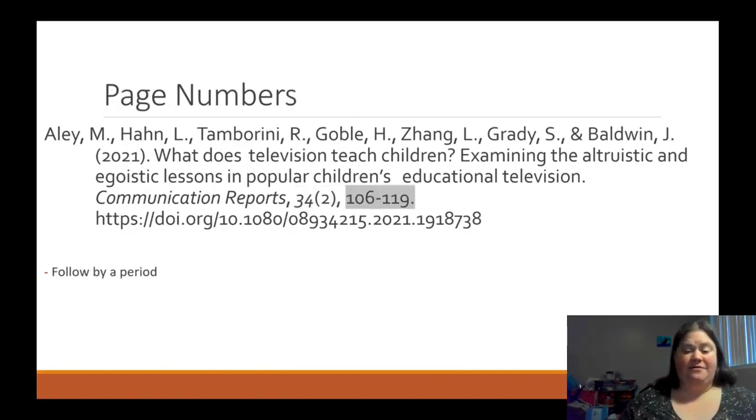Next, you have the page numbers, 106 to 119. If you look up an article and you read it online, it's going to tell you it's page 1 through 25. That may not be correct. You need to make sure that you have the numbers for the journal that it's listed in, where it's at in the journal. In this case, page 106 to 119. If it is 1 through something, you probably need to look up the actual page numbers.